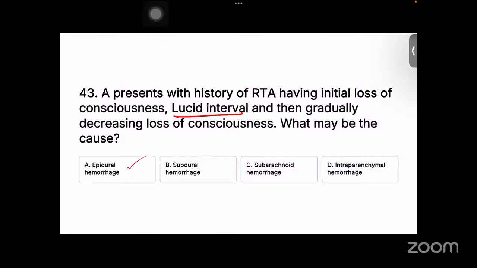Subdural hemorrhage will not present with a lucid interval. Subarachnoid hemorrhage often causes a thunderclap headache. So here you will see the thunderclap headache. And in subdural hemorrhage, no lucid interval.